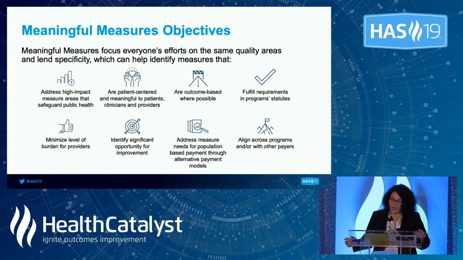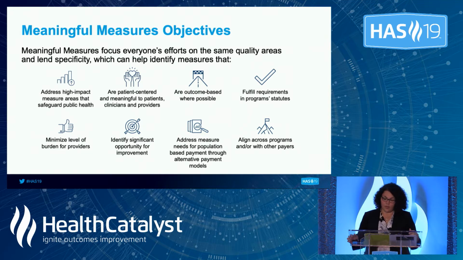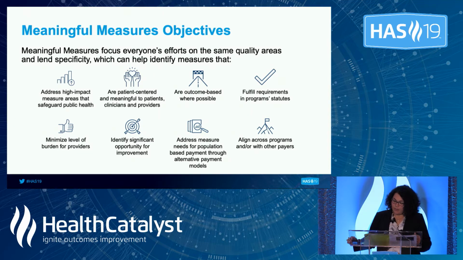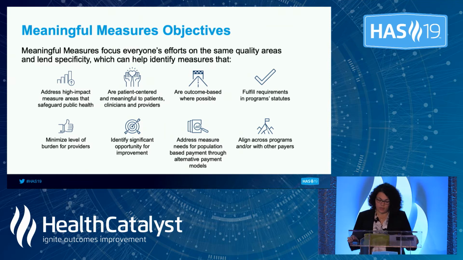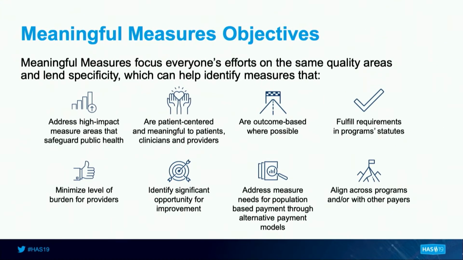So as we begin to look at our approach to measures and alignment, we need to come up with some objectives on how we're going to standardize the evaluation of our measures. That's where we came up with these very concrete eight concepts to make sure that everyone was on the same page, identify those top priorities, focus everyone's efforts in the same direction, and lend specificity to our measure sets.